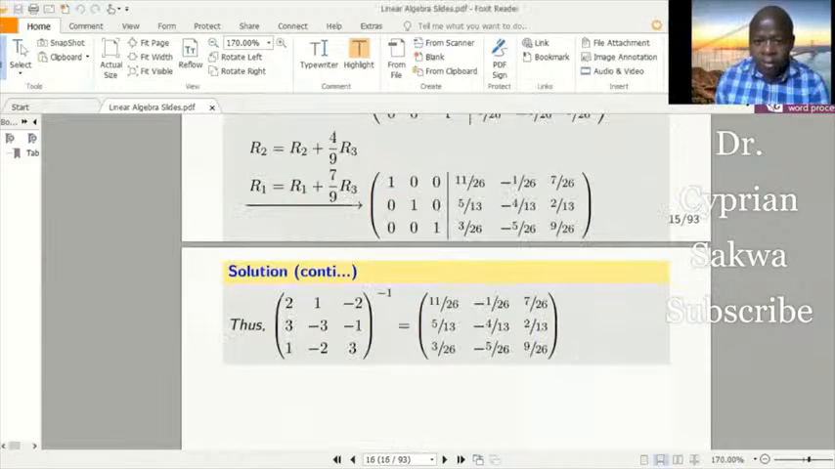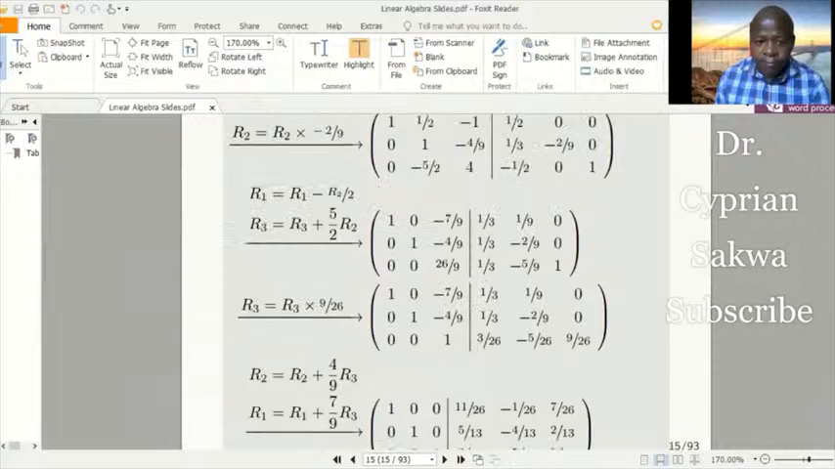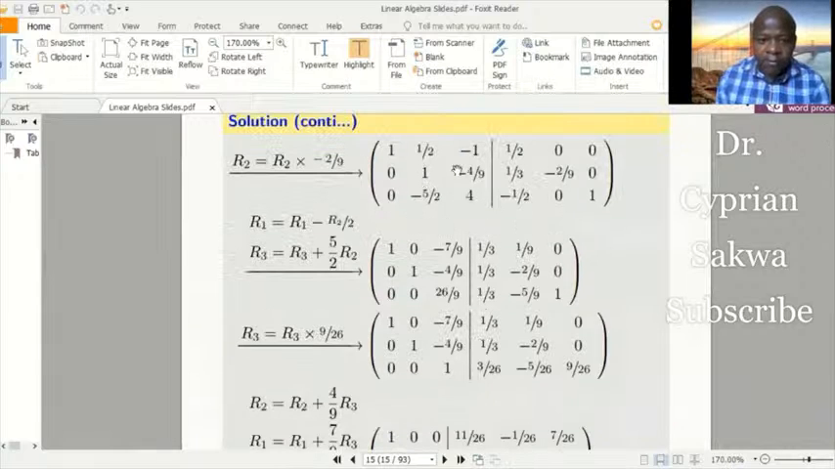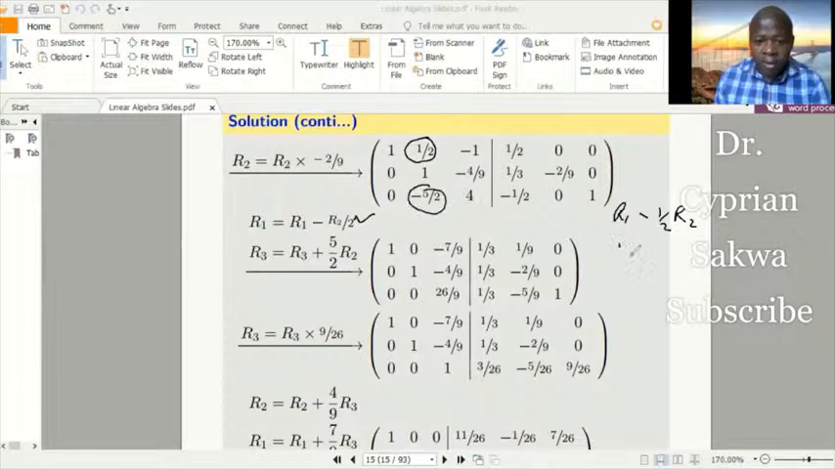Now, once I have this one, I use it to create 0 in the other positions in column 2. So I want a 0 above it and a 0 below it. How do I get a 0 here? For me to get a 0 here, I take row 1 minus a half of row 2. That's what I wrote. And for me to get a 0 here, I take row 3 plus 5 over 2 of row 2. And that's what I wrote here. So let's do those operations and see what they yield.